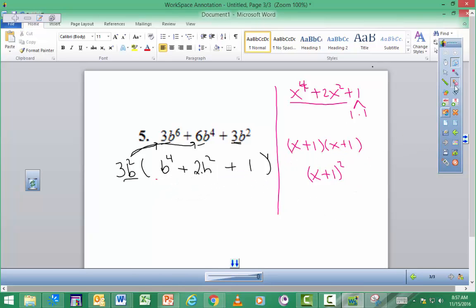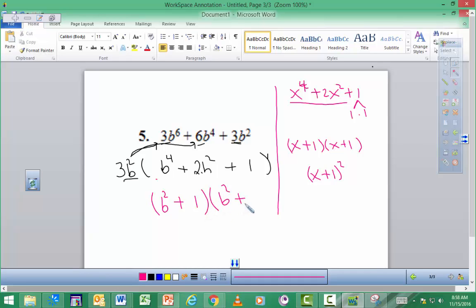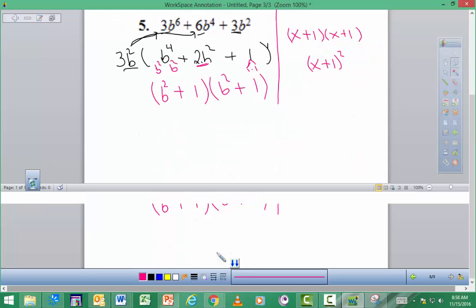So instead of having x, we're going to have b's, of course, and what you're going to end up with is b squared plus 1 times b squared plus 1. You see there's the two factors that give you 1 and 1, and when you multiply it with b squared and b squared, you get 1b squared, and then you get another b squared, and when you add them, you do get the 2b squared in the middle. So this does factor, and it factors to this.